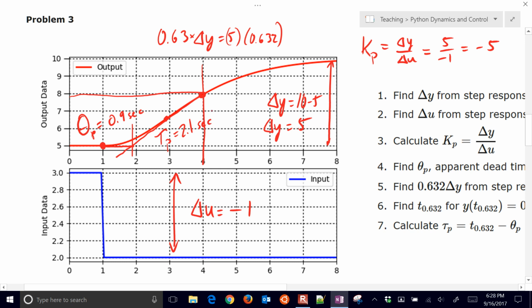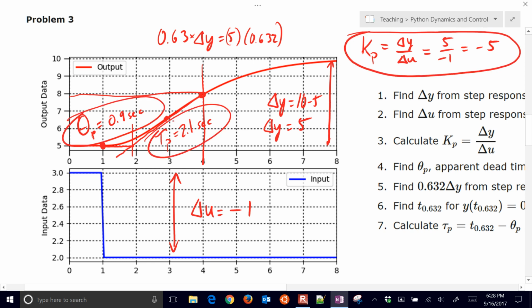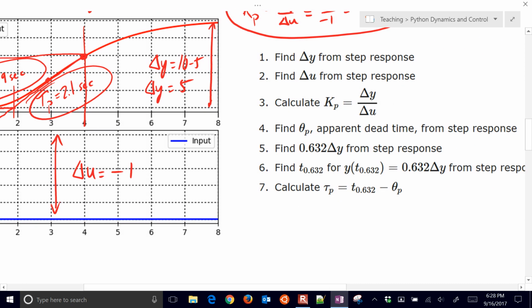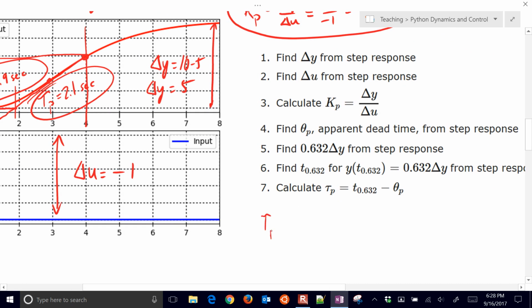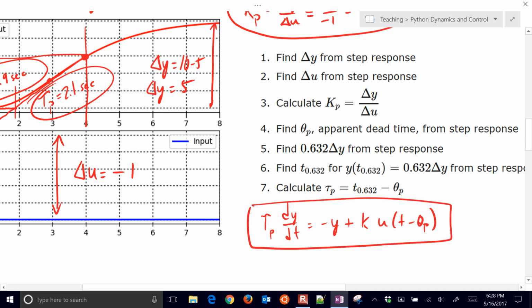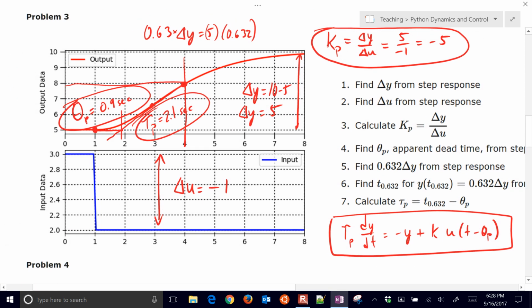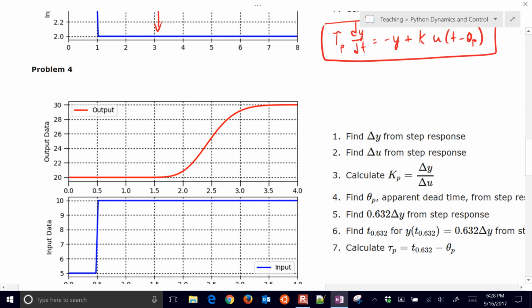So I have an approximation of kp, theta p, and tau p. Then I just plug it back into that equation that I showed you before: tau p dy/dt equals minus y plus k times u of t minus theta p. Then you'd have your first order linear system. Let's go on to problem number 4.